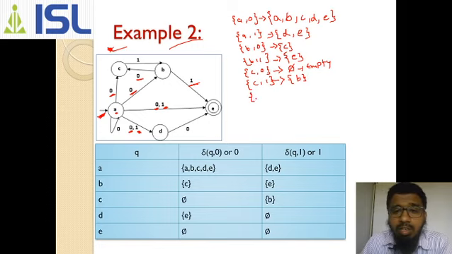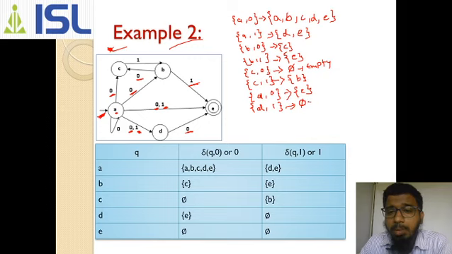Next, D comma 0. What is D comma 0? D comma 0 is E. Only one is there. Then D comma 1. What is D comma 1? There is none, only one output is there from D. So this is also phi. Phi means empty.